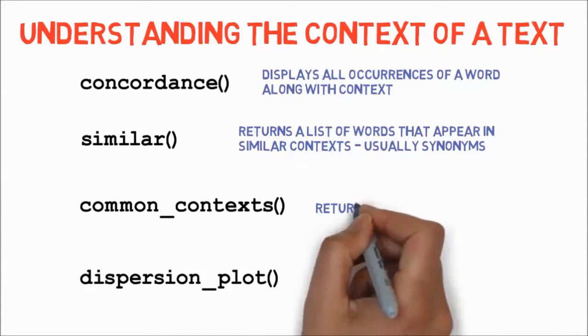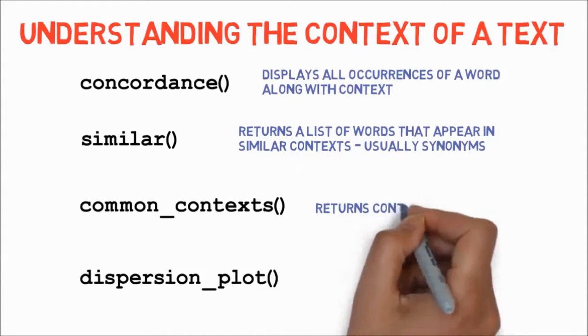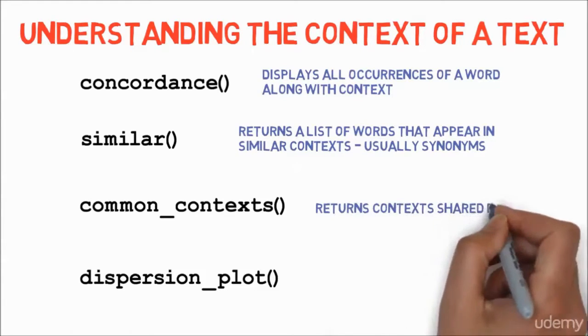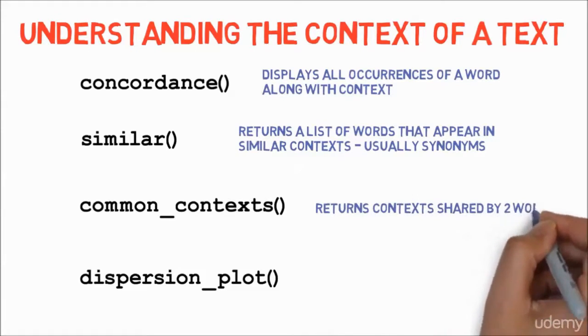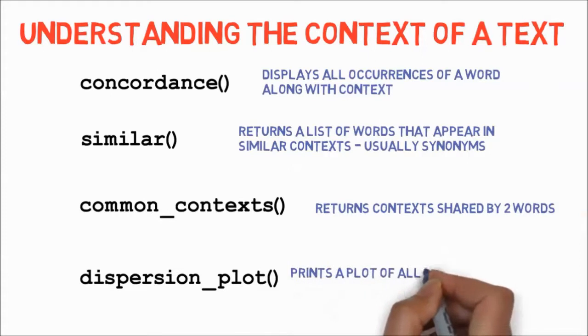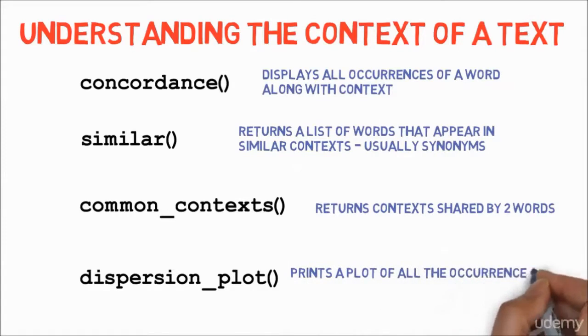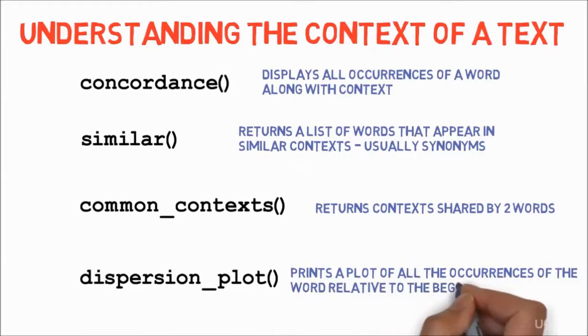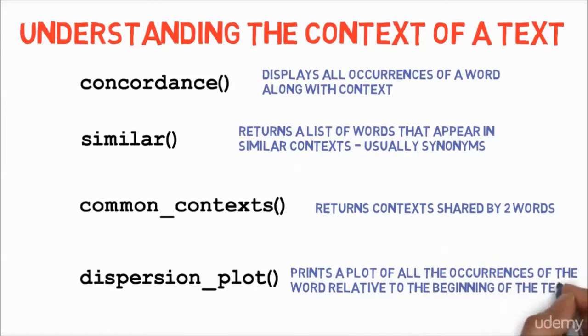Common context returns contexts which are shared by two words. Let's say very and much are used in a lot of the same context. What are the common contexts that are shared by those two words would be returned by common context. Dispersion plot prints a plot of all the occurrences of a word relative to the beginning of the text. You will see what we mean by this when we look at the examples that we code up.